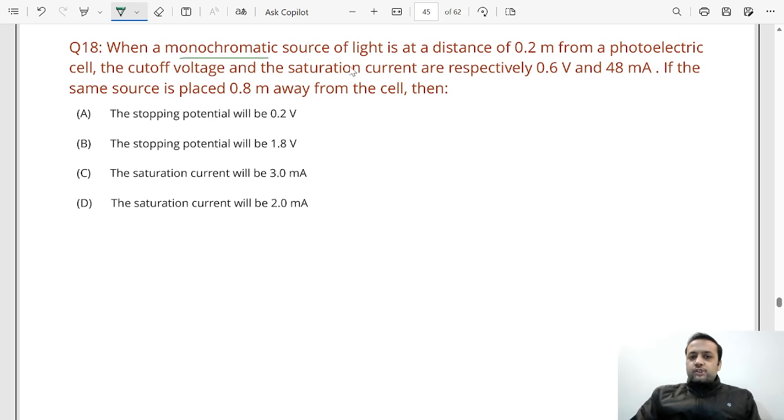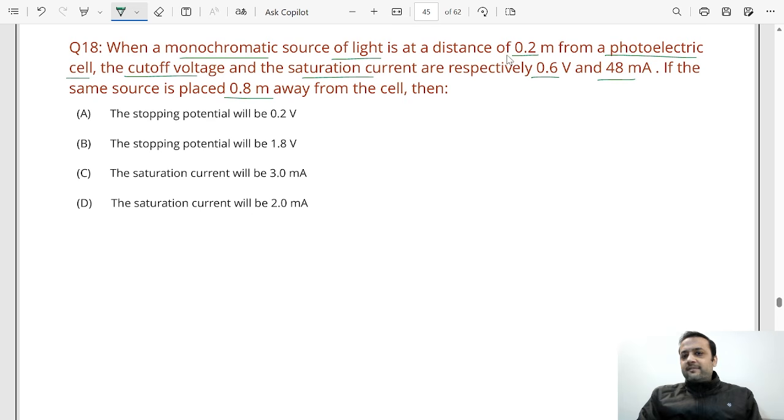When a monochromatic source of light is at a distance of 0.2 meter from a photoelectric cell, the cutoff voltage and the saturation current are 0.6 volt and 48 milliampere. If the same source is placed 0.8 meter away, then we have to talk about the stopping potential and the saturation current. So look, what is happening here?